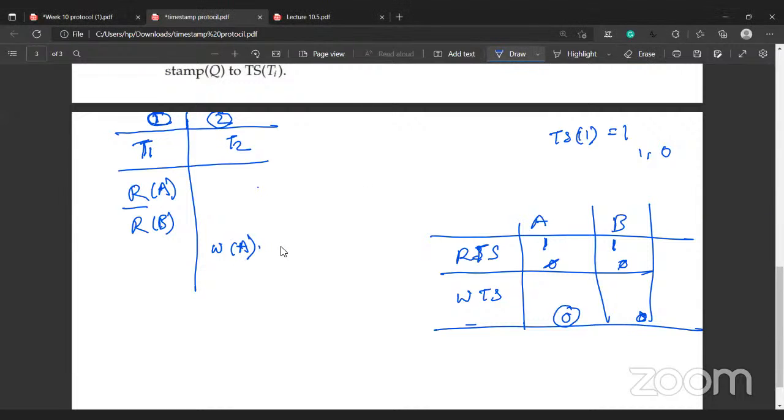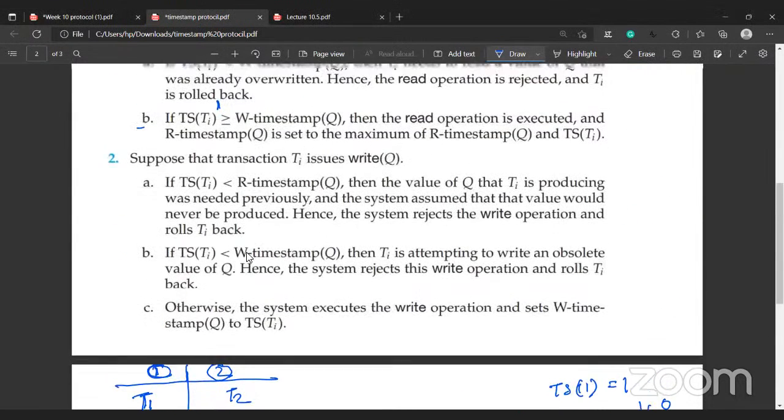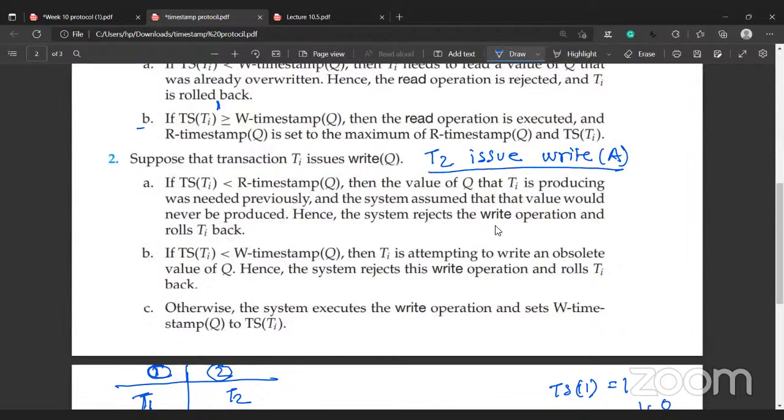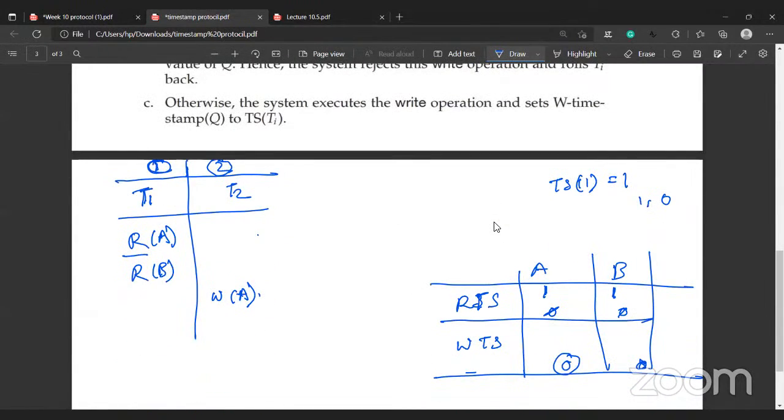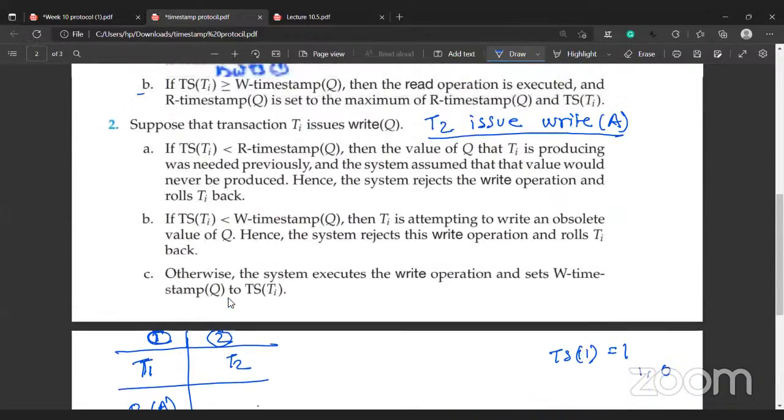Transaction T2 issues a write operation on data item A. This is clear? Hello? Yes, sir.